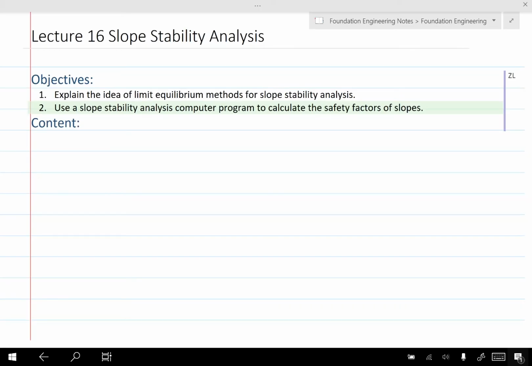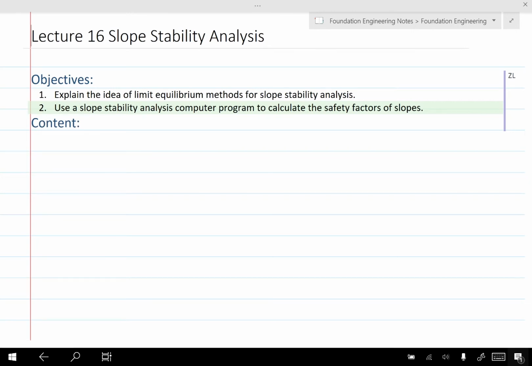This is the fourth major topic of foundation engineering. We only have one lecture for slope stability analysis. Actually, what we are going to do is analyze the likelihood that landslides will occur in a slope. From a design perspective, we are trying to figure out the safety factor of a natural slope.